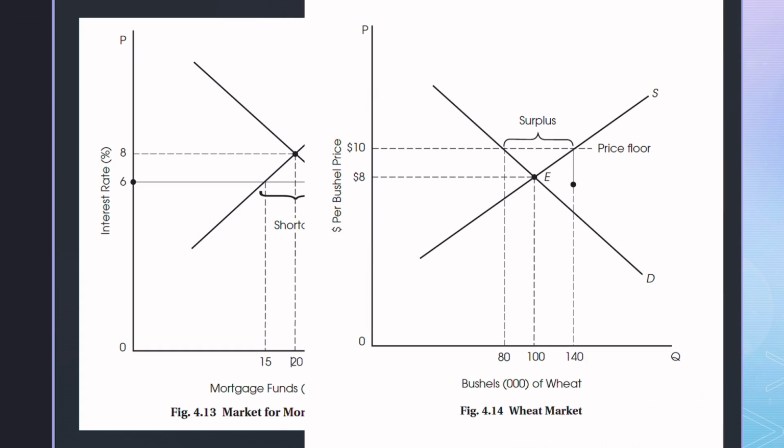Here, but this time we have a price floor. And because the price ceiling was below the equilibrium price, now we have a price floor that's above the equilibrium price. And as I said before, because it's above the equilibrium price, we have a surplus.